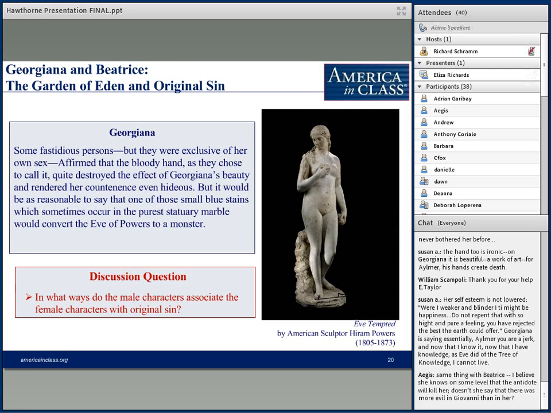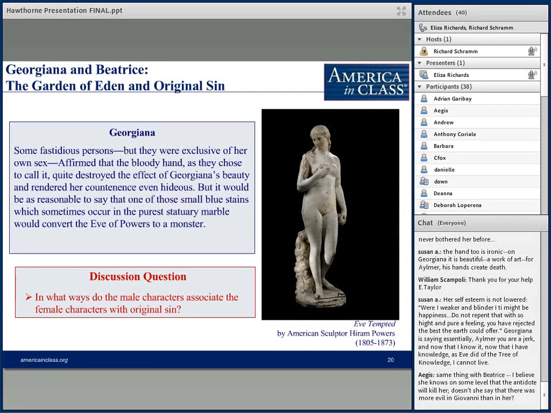So here's the passage. Some fastidious persons, but they were exclusive of her own sex, affirmed that the bloody hand, as they chose to call it, quite destroyed the effect of Georgiana's beauty and rendered her countenance even hideous. But it would be as reasonable to say that one of those small blue stains which sometimes occur in the purest statuary marble would convert the Eve of Powers to a monster. So here it's actually other women, jealous women who are envious of Georgiana's attractiveness that are thinking this. But why is she being compared to a statue?